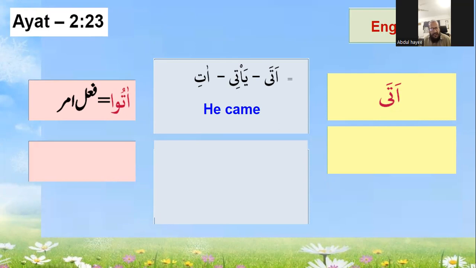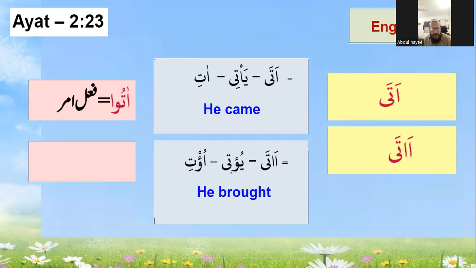Atu is a fi'l amr. Ata, atu. Then if it comes with four letters, hamza, alif, ta, ya, then it becomes ata, yuti, uti. Look, the mudare and amr change, and the meaning also changes. Ata means he brought. Ata, three letter, he came. Ata, four letter, he brought. And the amr is also different. For the three letter, amr was ati, and here it is uti.